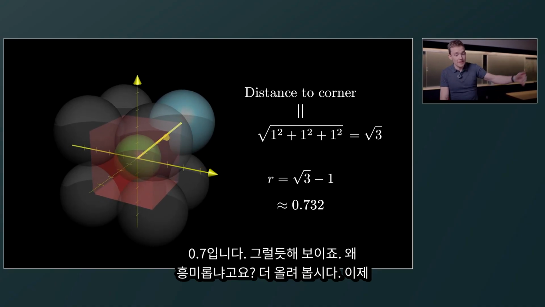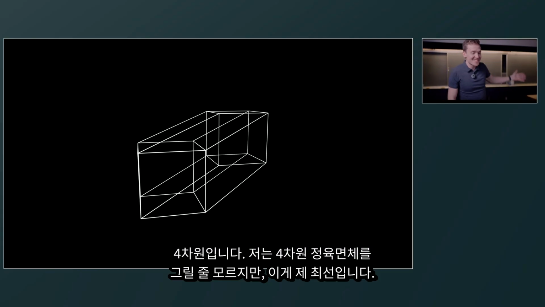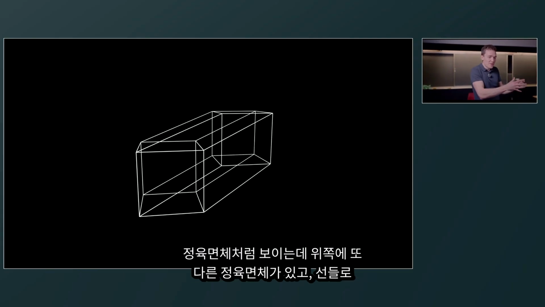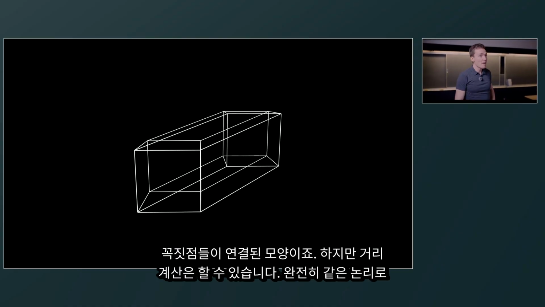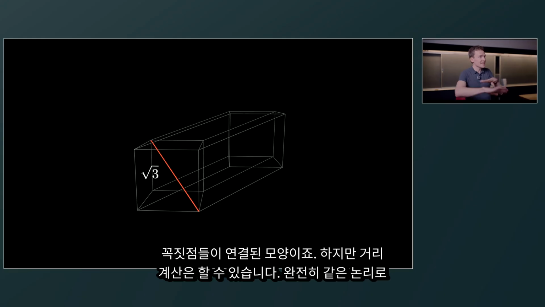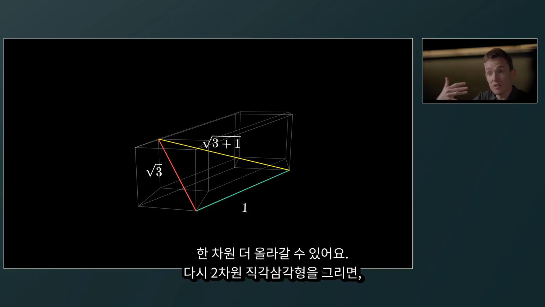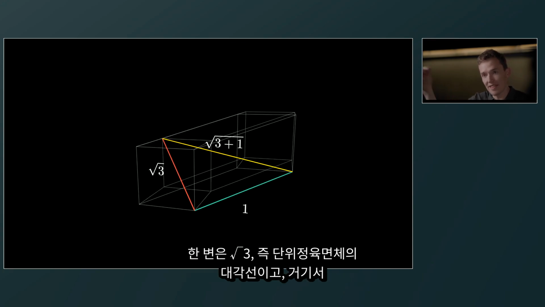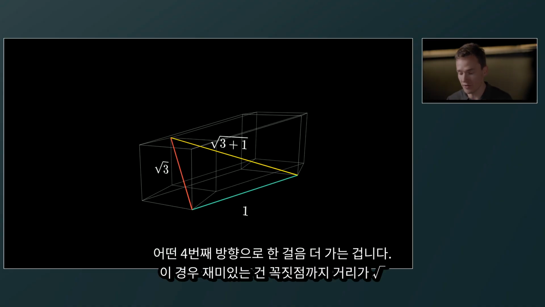But let's just keep upping it. Up in 4 dimensions, I don't know how to draw a 4-dimensional cube. This is my best attempt. It's something that would look like a cube, but it's got another cube as the top cap and some lines connecting the vertices. But we know how to calculate the distance. The exact same logic is going to let us go up one more, where you would be drawing a 2-dimensional right triangle where one leg is that root 3, that's the diagonal of a unit cube, and then you just step up in some 4th direction.